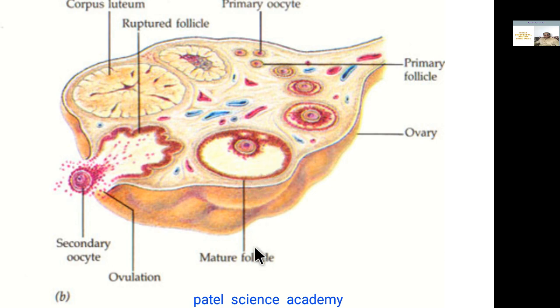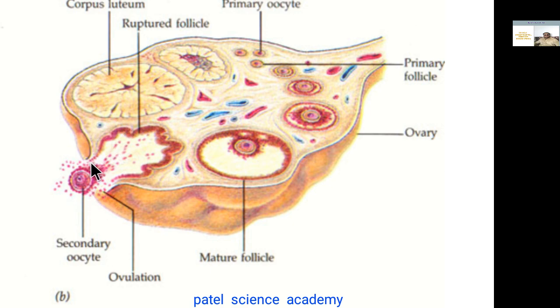I have explained this topic in one special lecture previously. This matured follicle shows the presence of the egg, and this egg goes for the process of ovulation. Ovulation is nothing but the process of release of this egg from the ovary by rupturing the wall of the Graafian follicle. This process is called ovulation.